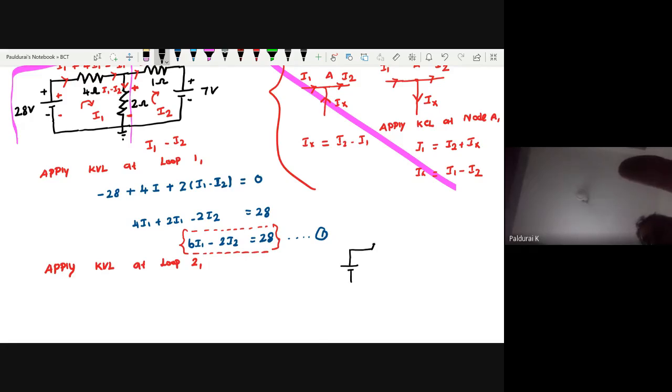Now going to loop 2. So this time don't touch loop 1. Okay, loop 1 அப்படியே வச்சிருக்கு. இப்போ loop 2 மட்டும் ப்ளே பண்ணலாம். ஓகேவா?